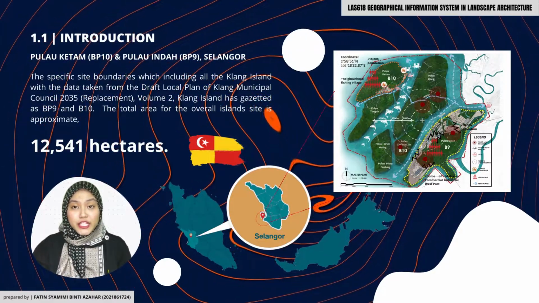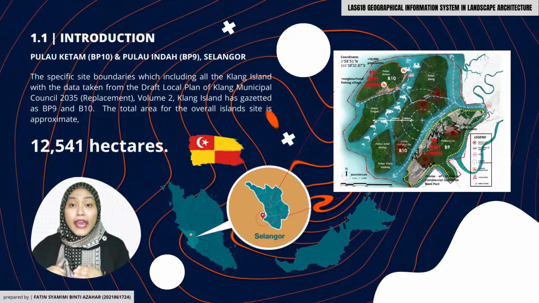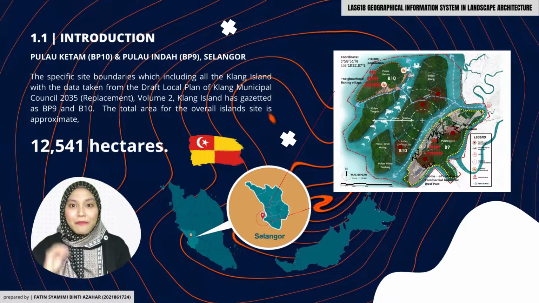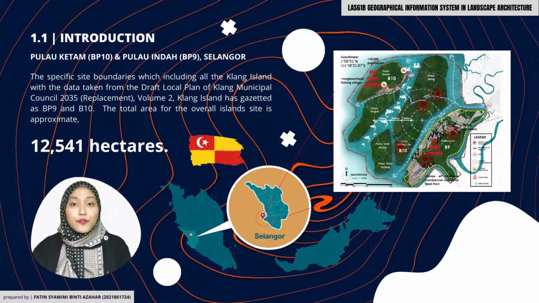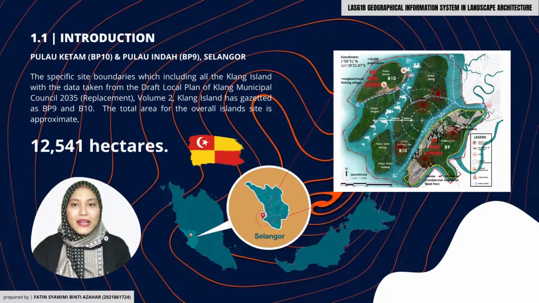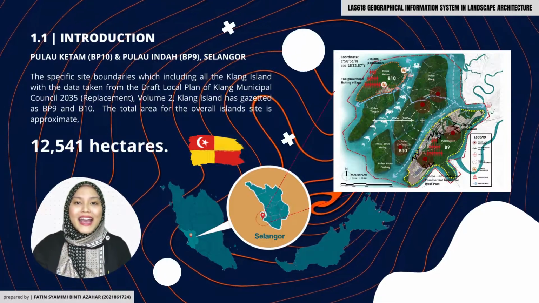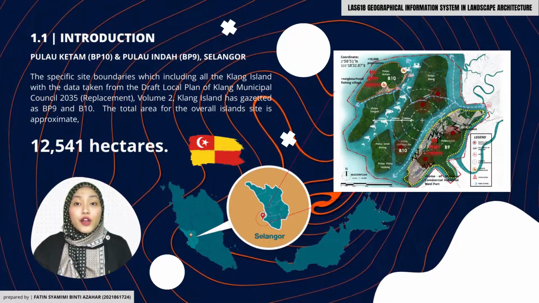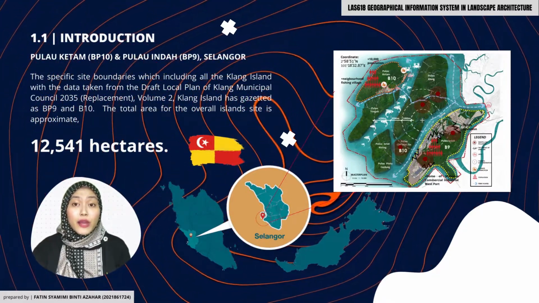For the site introduction, our site selection for this final project are Pulau Ketam BP10 and Pulau Indah BP9 at Selangor, Malaysia. The specific site boundaries, which include all of Klang Island, with data taken from the Draft Local Plan of Klang Municipal Council 2035 Replacement Volume 2. Klang Island is gazetted as BP9 and BP10. The total area for the overall island site is approximately 12,541 hectares.